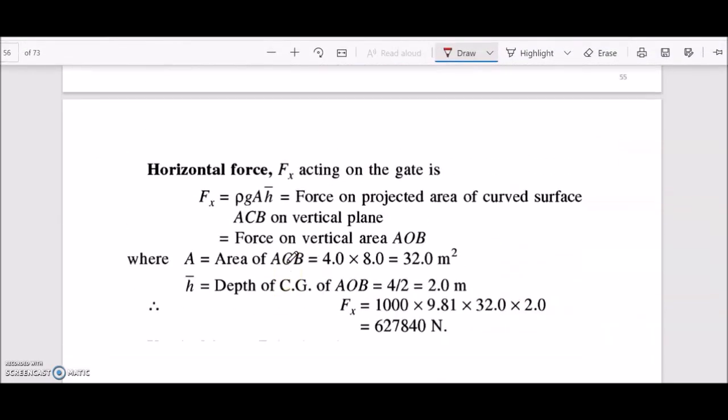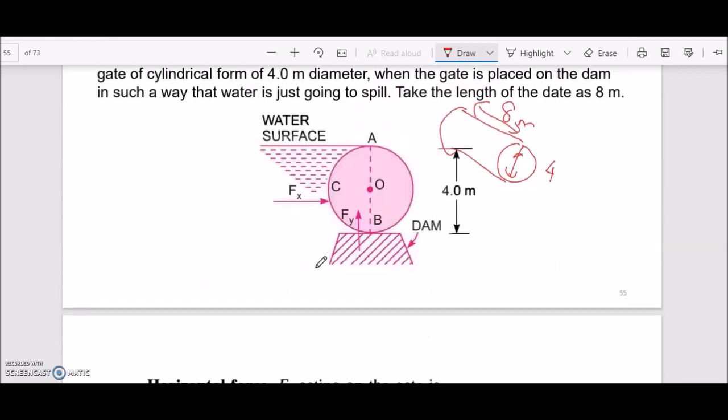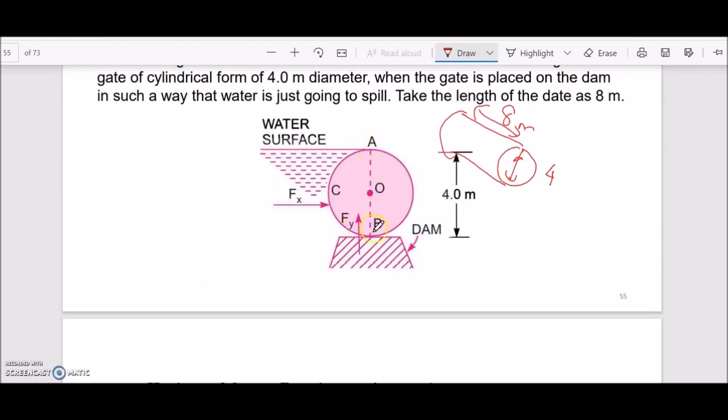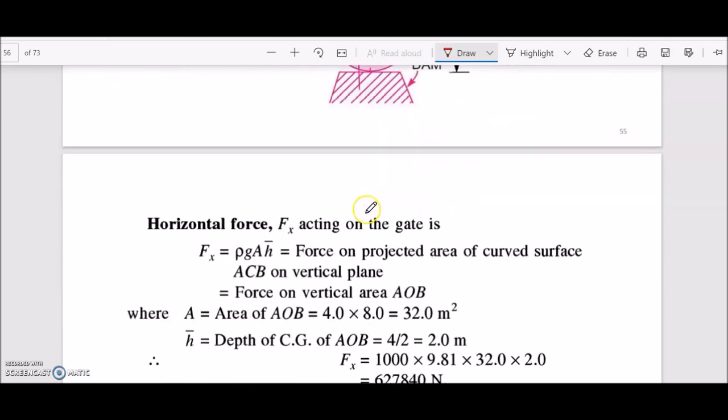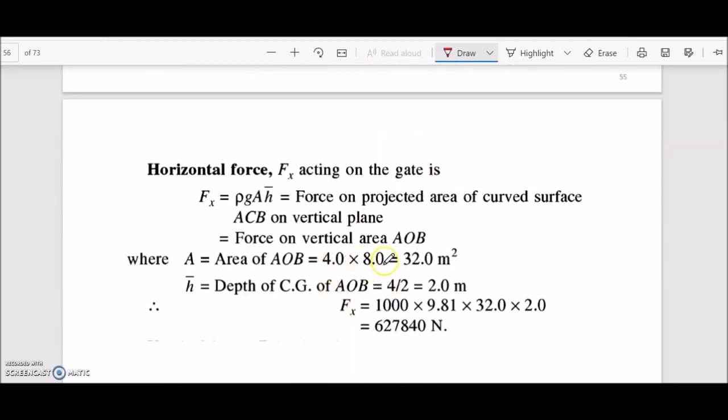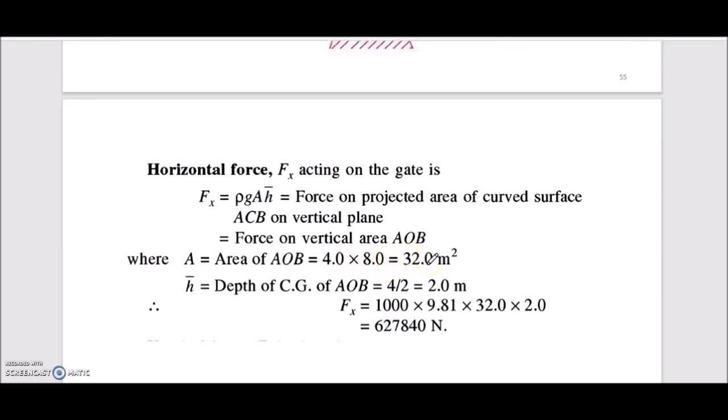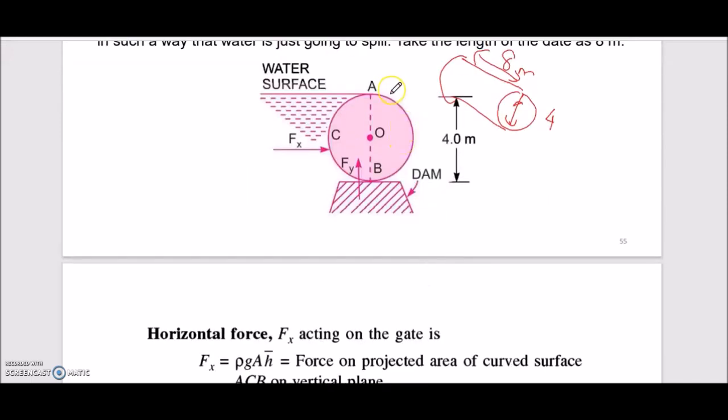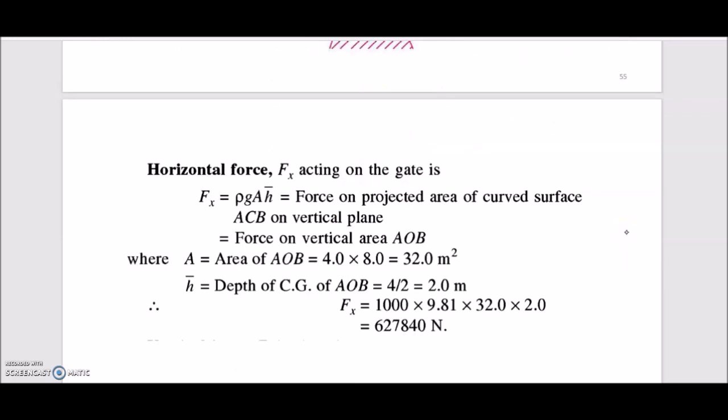Now look into this. We have Fx equals rho g A h, from the previous formula. So we have the area of AOB. AOB is this cross section. So we have 4 times 8, which is 32. Therefore the area of AOB is 4 times 8. When we project the circle onto this cross section, 4 is the diameter and 8 is the length.